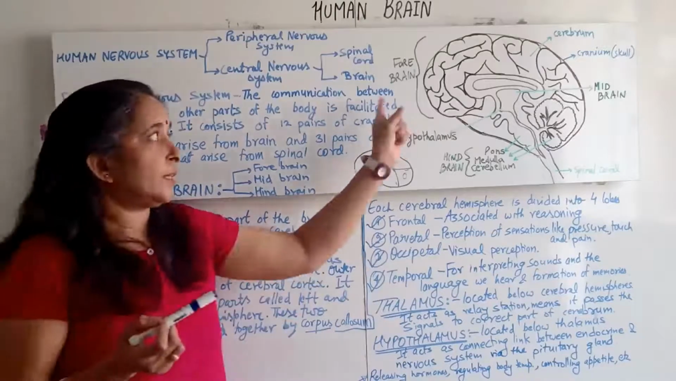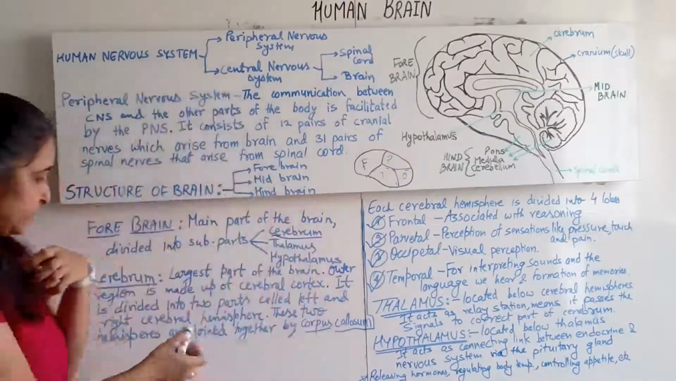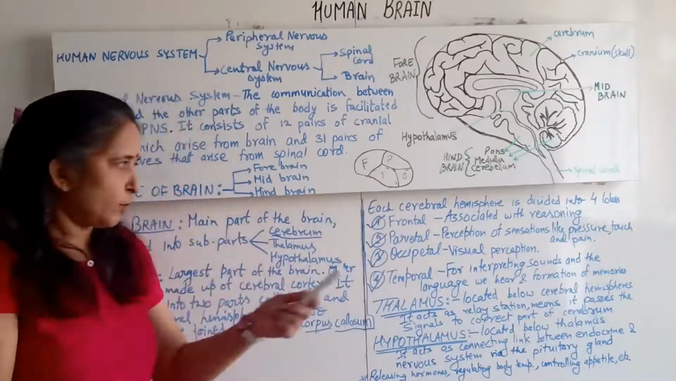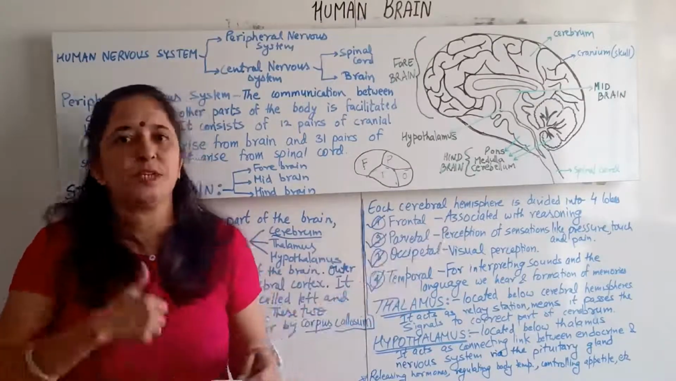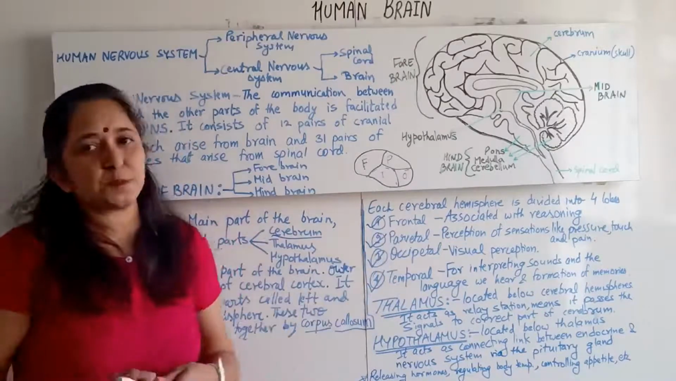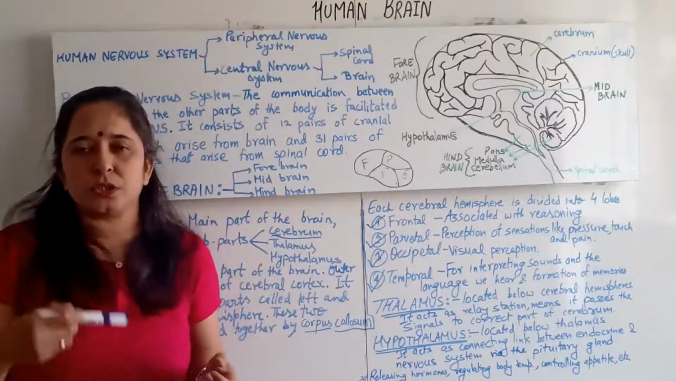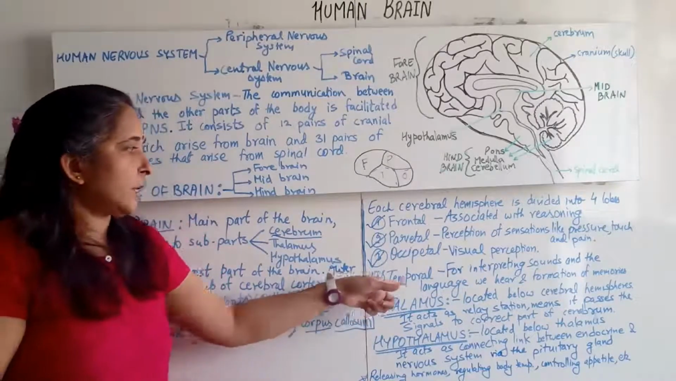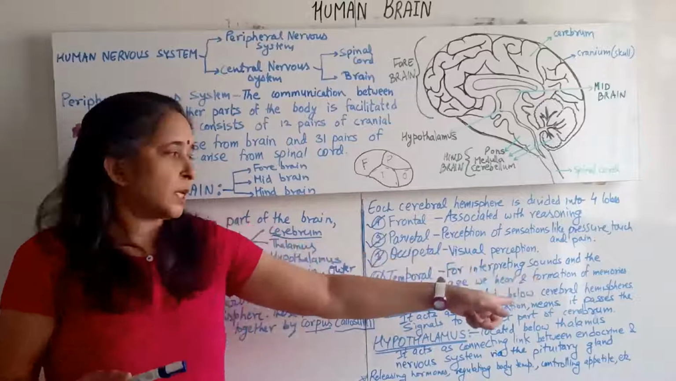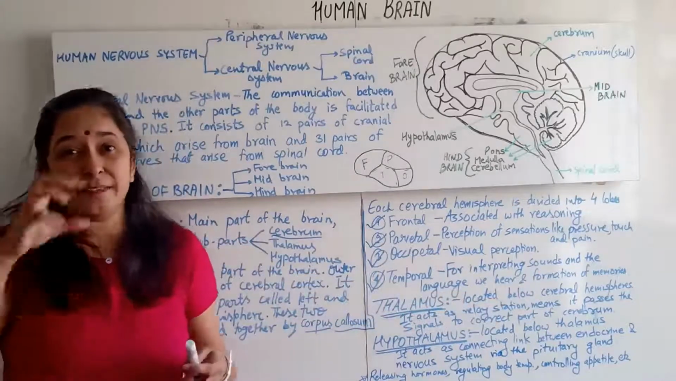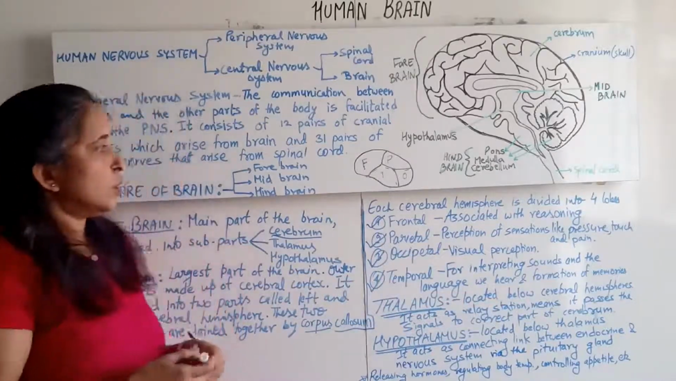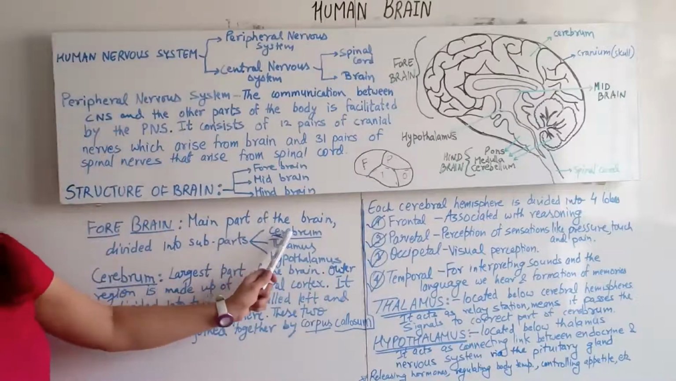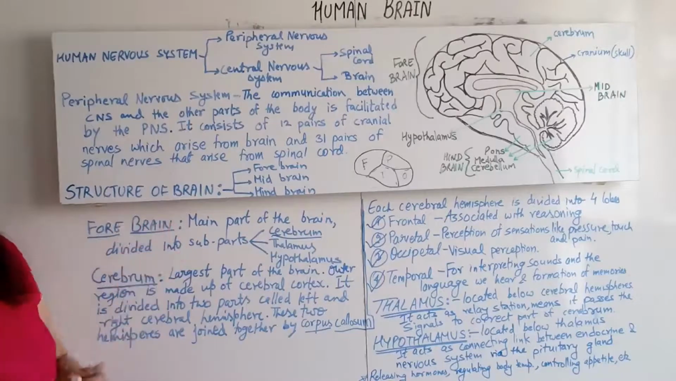And cerebrum, here the left and the right hemisphere. So both have these 4 lobes. Okay. So once again, frontal is associated with reasoning. Parietal, that is perception of sensation like pressure, touch, pain. Occipital, visual perception. Temporal means interpreting sounds and the languages we hear, and then formation of memories. So this is all about the cerebrum. So cerebrum, the major part of the brain, the largest part of the brain.